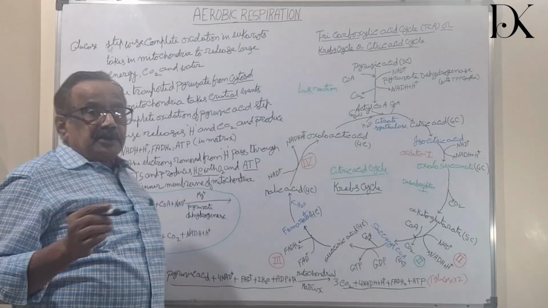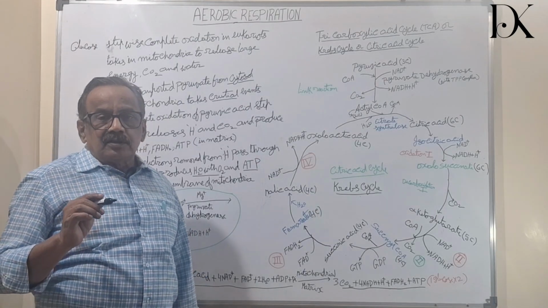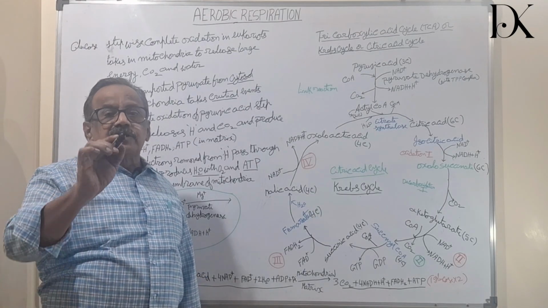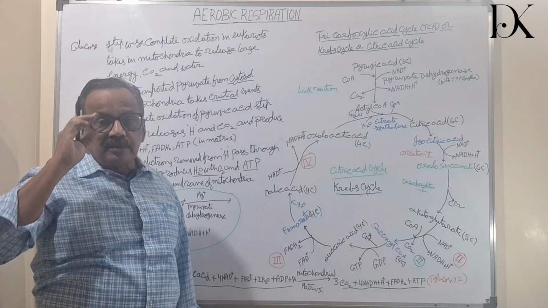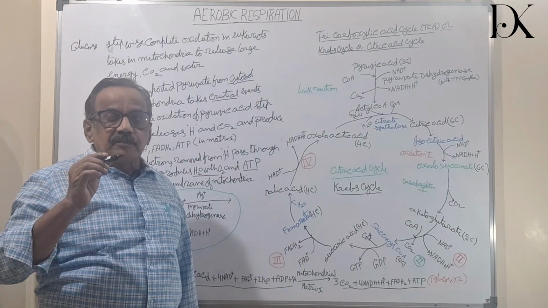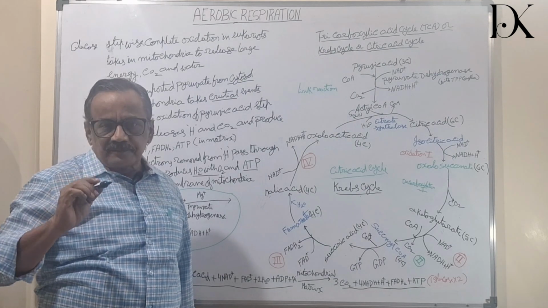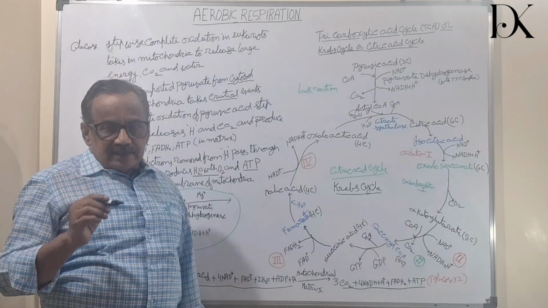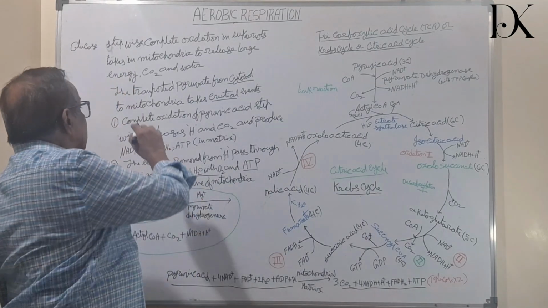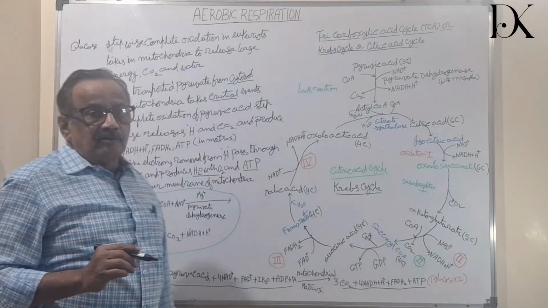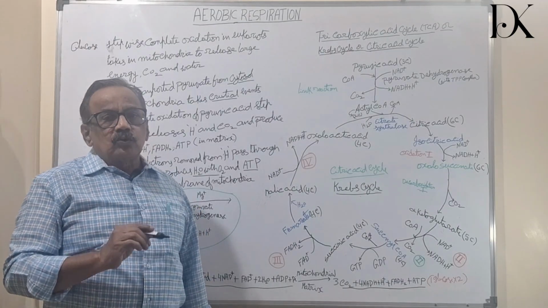So this will start with pyruvic acid. Pyruvic acid, why? Glucose forms two molecules of the pyruvic acid in the glycolysis, all of you know. Those pyruvic acid will be transported from the cytosol to the mitochondria.